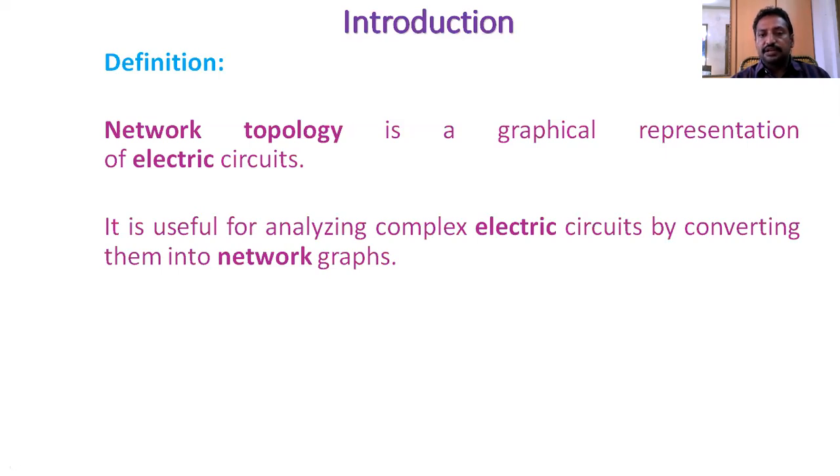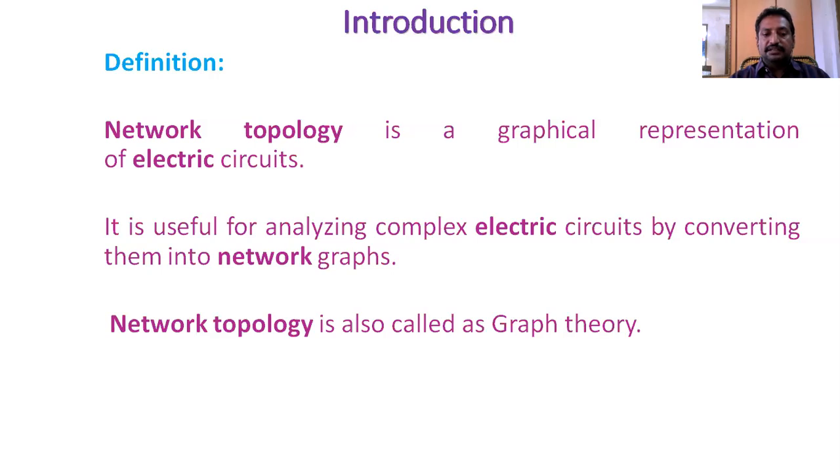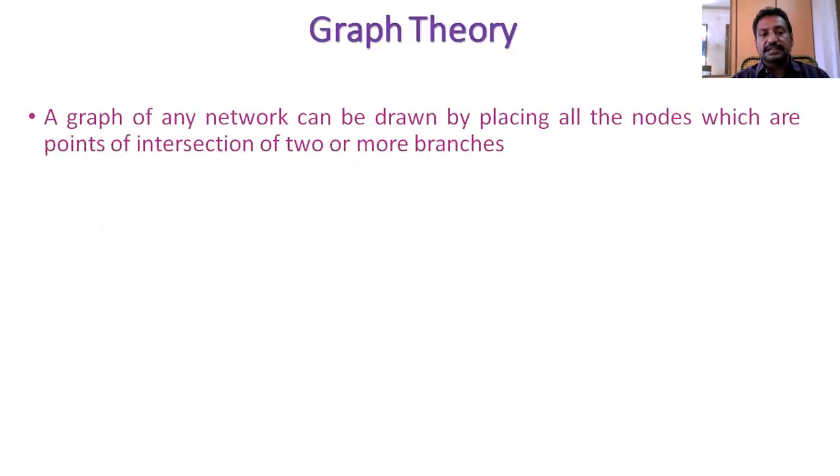When you convert the total circuit into a graph, it is called graph theory. From that graph theory, we can determine the magnitude of voltage, nodal voltage, branch voltage, branch currents, or node currents. Everything we can calculate with the help of this graph theory after converting the electrical circuit into a graph. Network topology is also called graph theory. So I'll go through this graph theory.